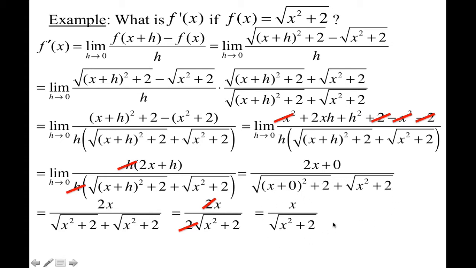Basically, this function is my derivative function. I can use this function to calculate the slope of the tangent line on this function at any given x value.